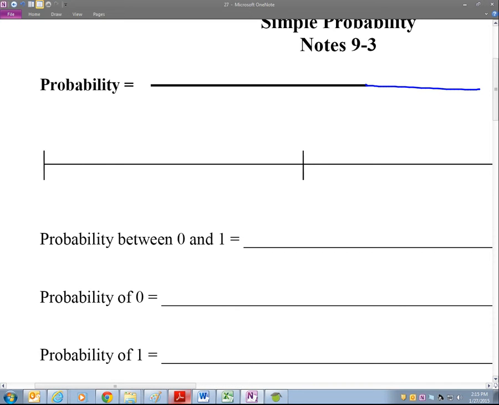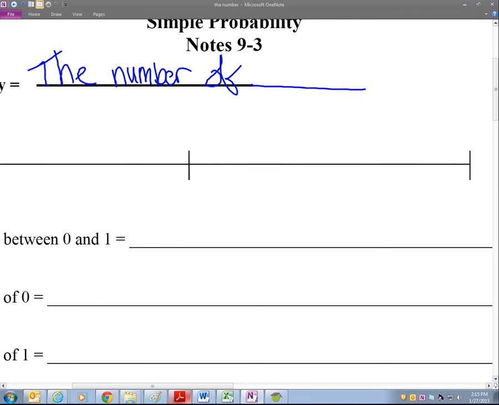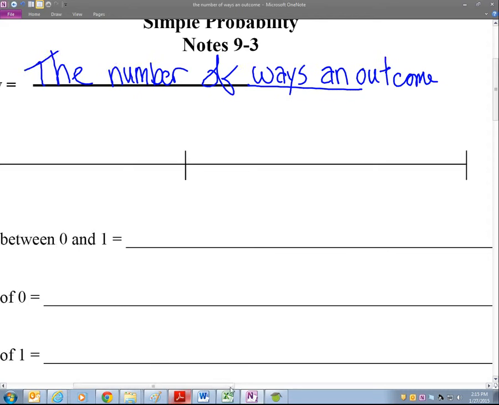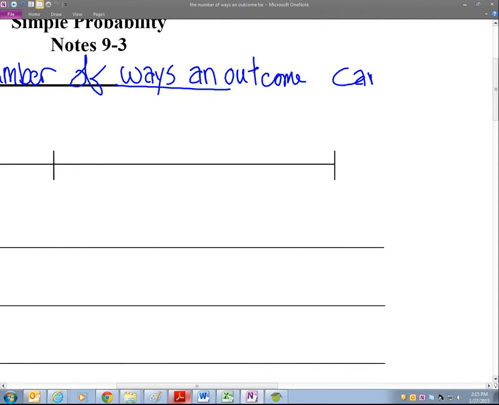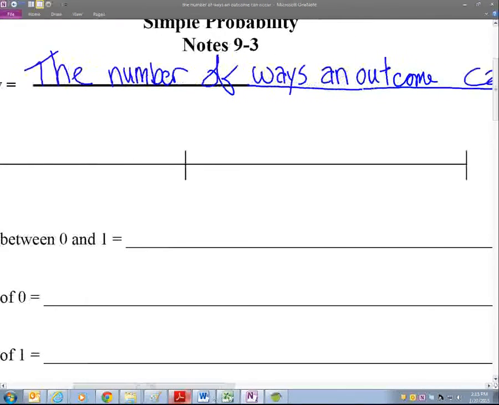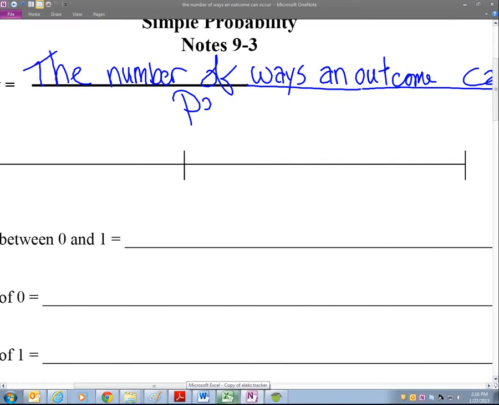So what we're going to be writing is the definition of probability, which in the numerator, it is the number of ways an outcome can occur, over the possible outcomes.